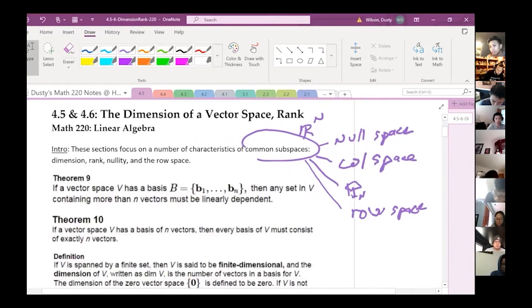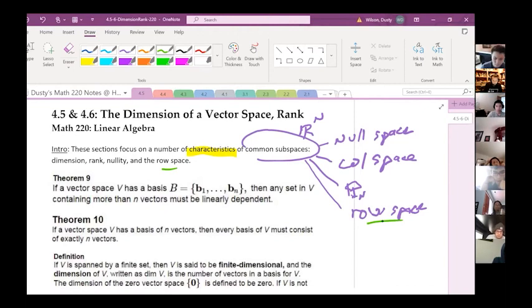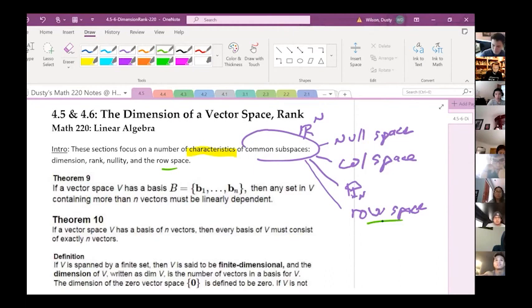So we're talking about characteristics of these types of subspaces. And the characteristics we're gonna talk about are dimension, rank, we'll talk about nullity, and then we'll also introduce the row space. So if a vector space V has a basis B equal to B1 to Bn, then any set in V containing more than n vectors must be linearly dependent.